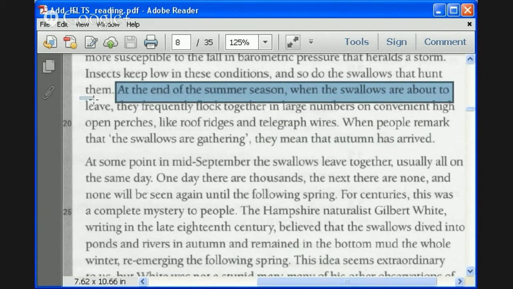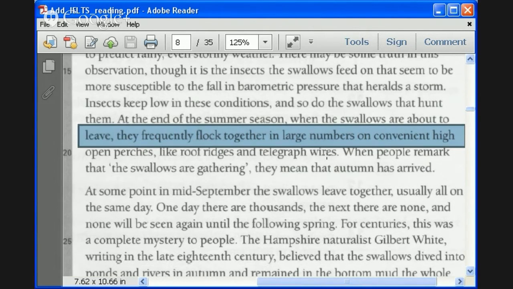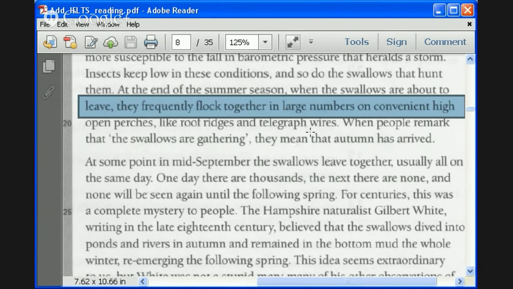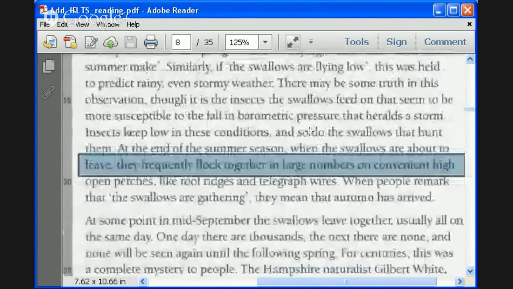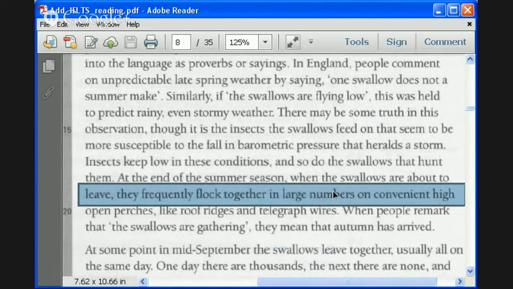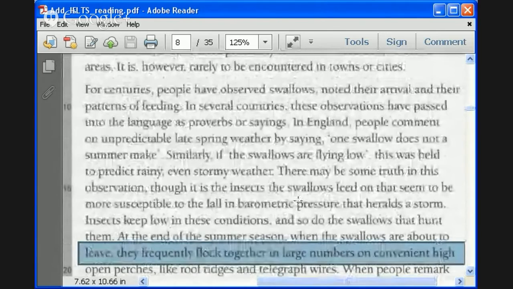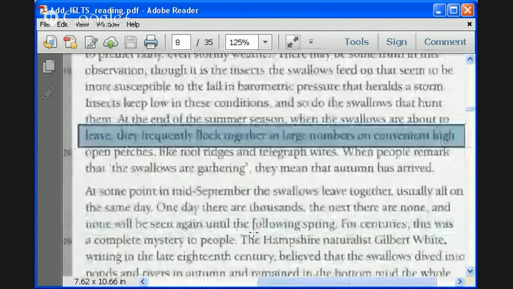When the swallows are about to leave, they frequently flock together in large numbers. Leave together in large numbers. I see, a large flock, then other birds depart in the autumn. Where are the other birds? Wow, it's hard. I think it's not given because there's no other birds.